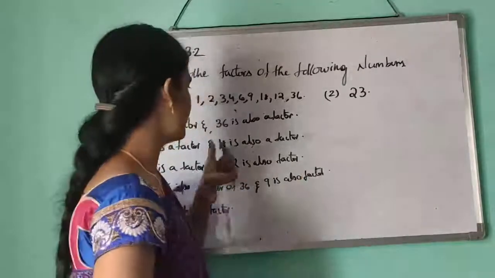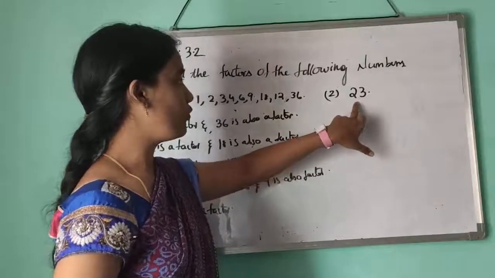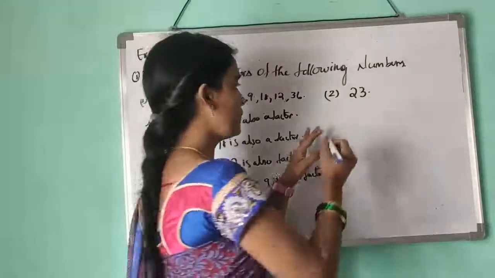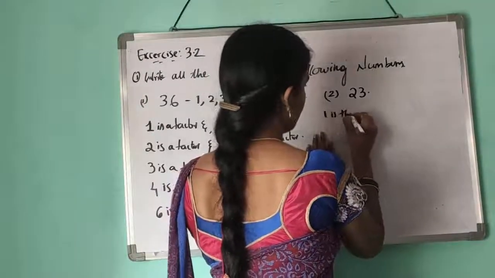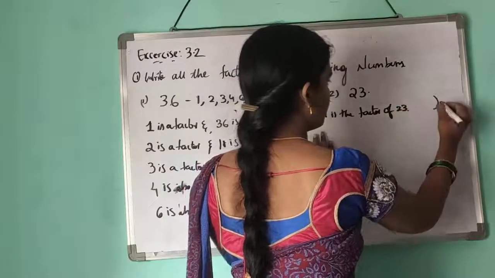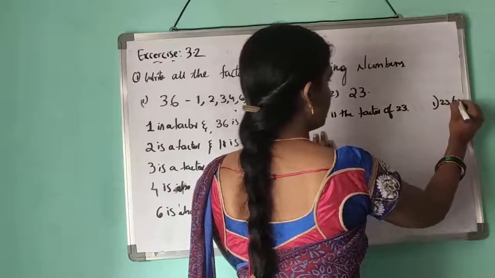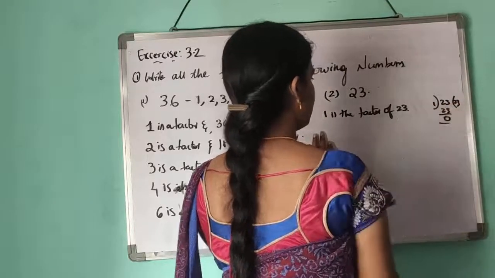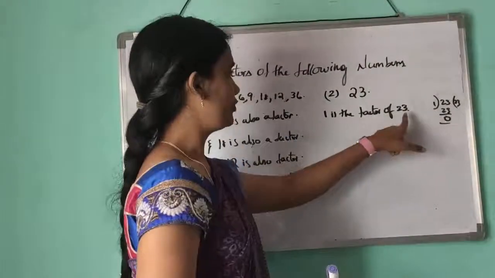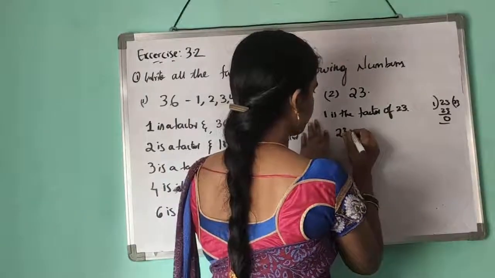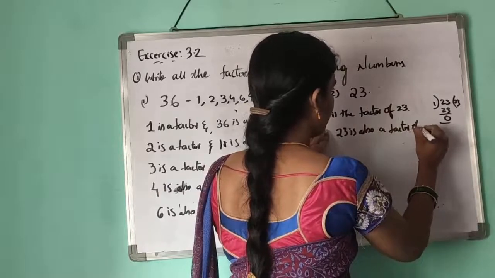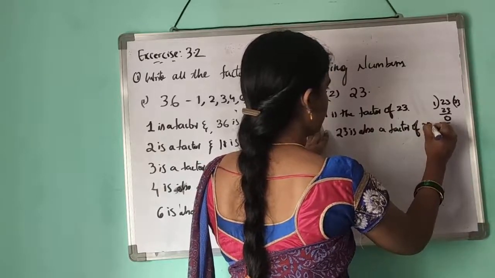Next number: first we check whether 1 divides 23 or not. Yes, 1 is a factor of 23. That means 23 times 1, remainder is 0. So 23 is also a factor of 23.